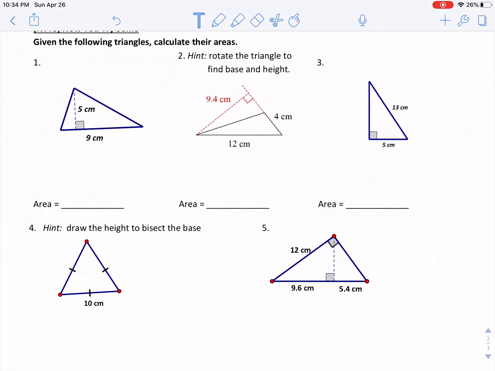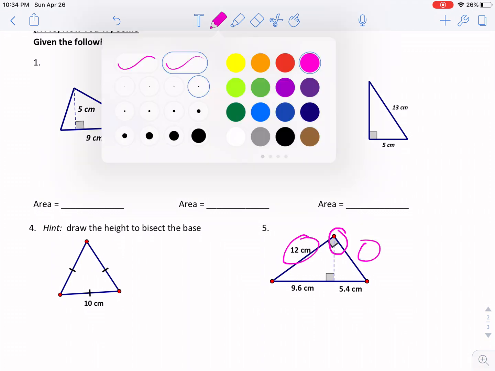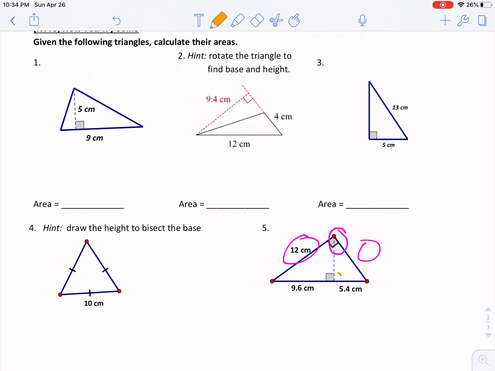One last thing. On number 5, you actually have a couple of options. You have a right angle here for the triangle, so you could use that as a base and this as a height. You also have a right angle here, so you could also use that as your height and that is your base. It's up to you which way you would like to go about solving that problem.